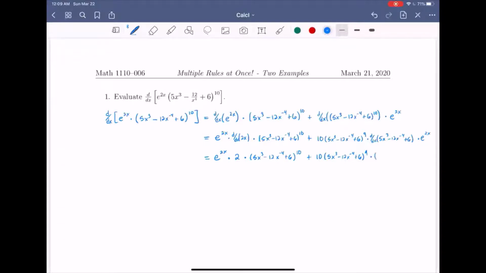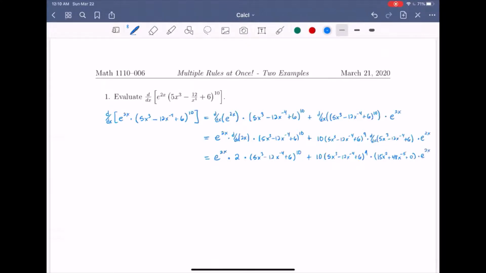So here we go. The derivative of 5x cubed is 15x squared. And the derivative of negative 12x to the negative 4 is going to be, well, we bring down the negative 4 and multiply it by the negative 12. So what is 4 times 12? Well, that's 40 plus 8, so that's 48. And it's going to be positive because the two negatives cancel out. Times x to the negative 4 minus 1 is negative 5. And the derivative of 6 is a constant, so the derivative of 6 is 0. And then we have multiplied by e to the 2x over here. So now we're pretty much done.